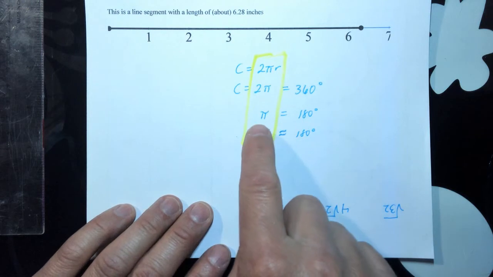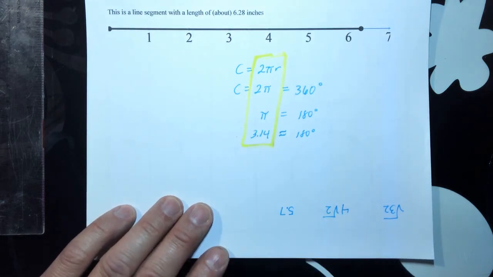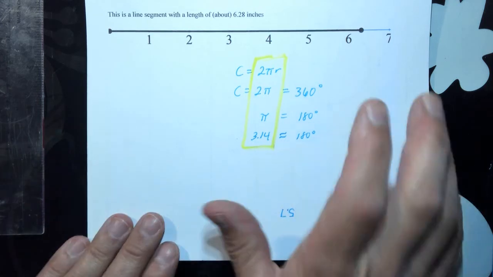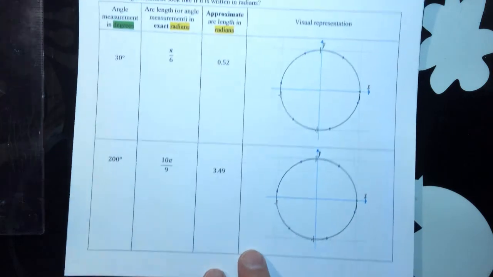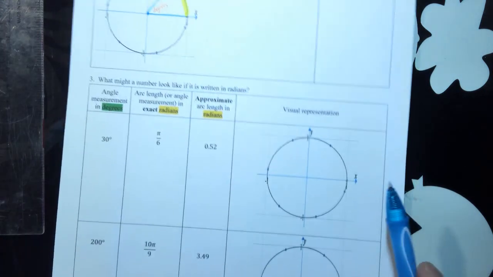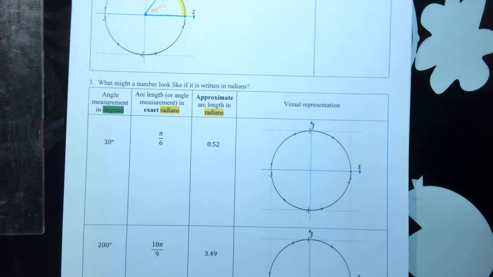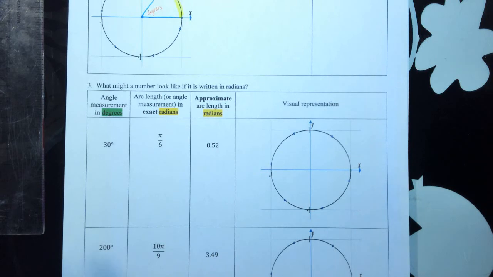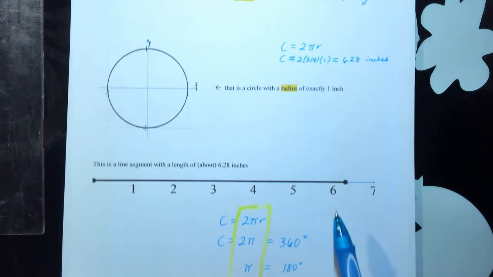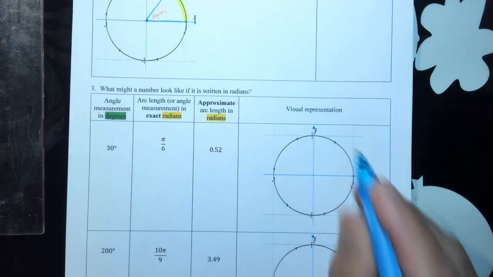Anyways, pi is equal to 180. 3.14 is equal to 180. Super important. Super important. Make sure you write that down. Because on the next part, I'm going to explain. So, we know that distance all the way around is 360 degrees. We also know that it's 2 times pi, or 6.28.